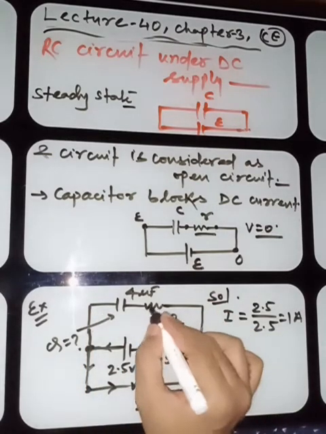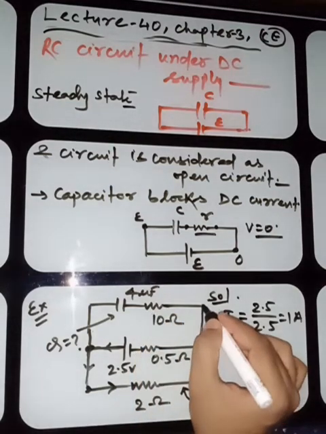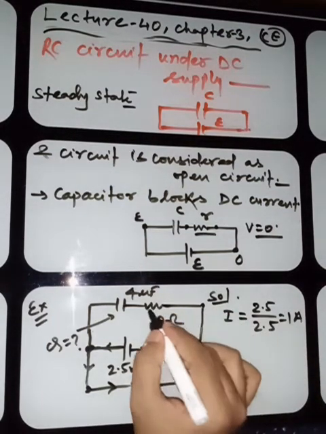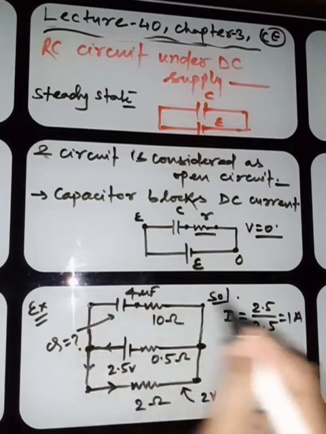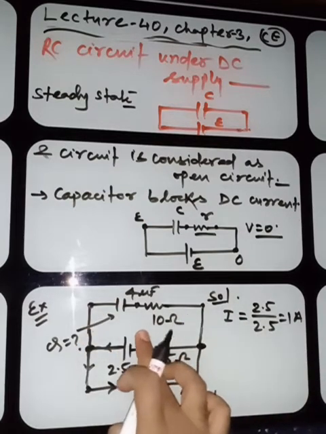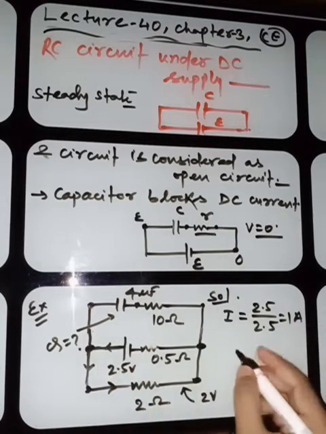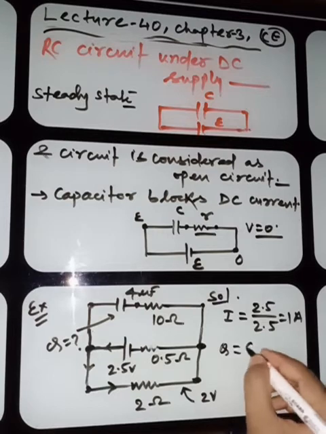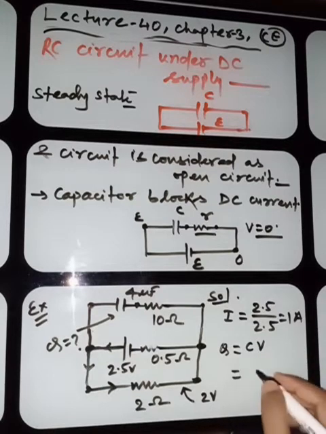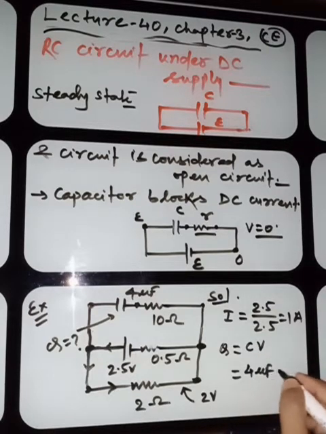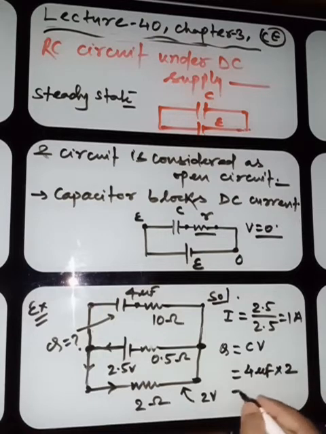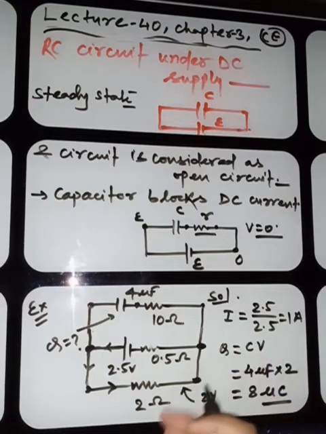Now we know that there is no voltage drop across this 10 ohm resistor, so if it is 2 volt over here, it is 2 volt across this one also. So Q is equal to C into V. We know C is 4 microfarad and V is 2 volt, so it is 8 microcoulomb, and this is the answer. If the question is asking you to find the energy, then you can also find the energy.